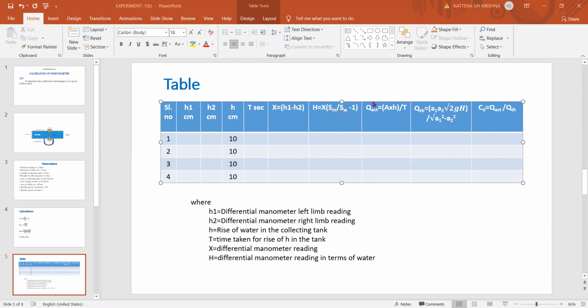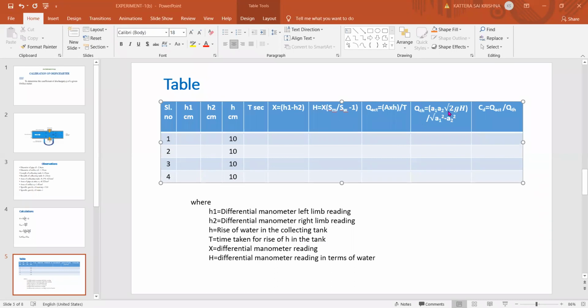Next, Q actual is the actual discharge. That is capital A, the cross-sectional area of the tank, into H, the rise of the tank, that is the 10 centimeters rise, divided by the time taken for that 10 centimeters rise. So A into H by T, where H is the 10 centimeters rise and T is the time taken for the rise of H in the tank.